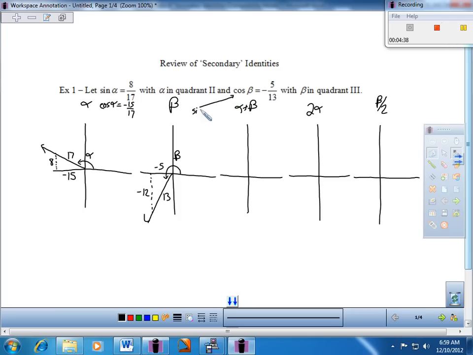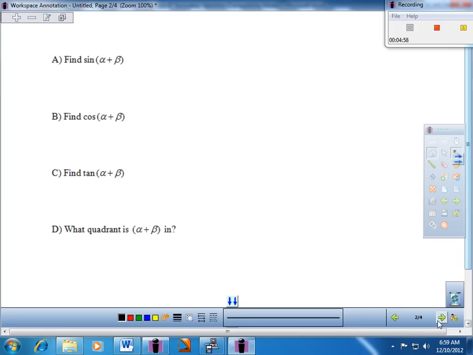It looks like we're going to need sine of beta, and sine of beta looks like it's -12/13. Again, I think we're going to need that regardless. So put it wherever you'd like. I have a couple of the trig ratios on alpha, and I have a couple of the trig ratios on beta. Okay, now I think we're ready to go, and we'll just go all the way through.